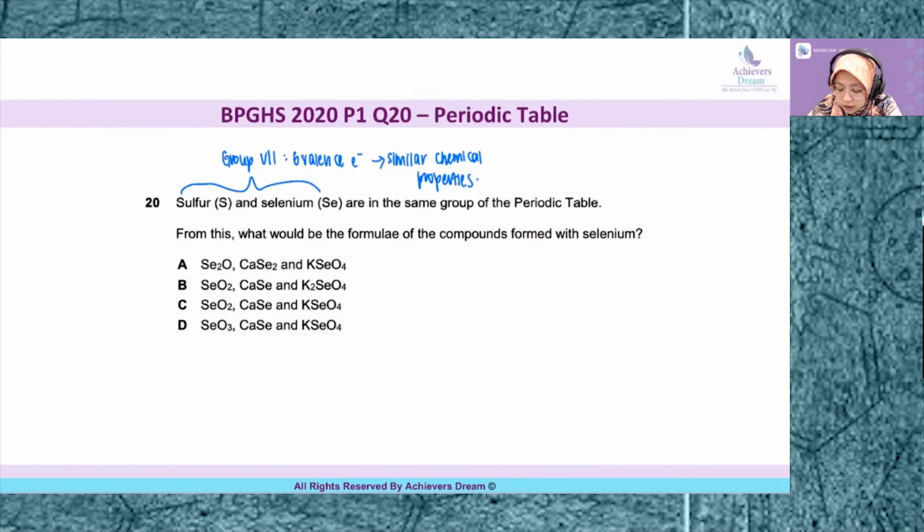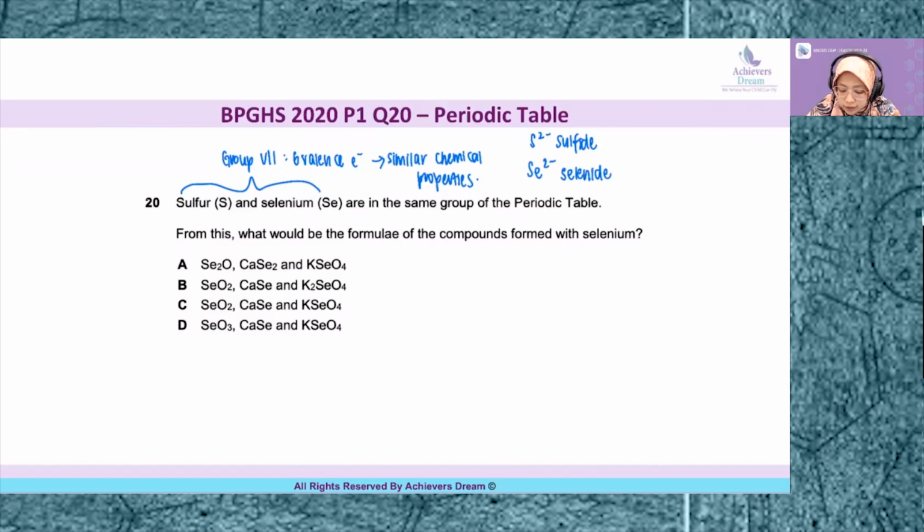The sulfur atom has 6 valence electrons, and it will gain 2 electrons to form sulfide, S2 minus. Selenium, because it has 6 valence electrons, will also gain 2 valence electrons to obtain a complete outermost electron shell, Se2 minus. The name is selenide.